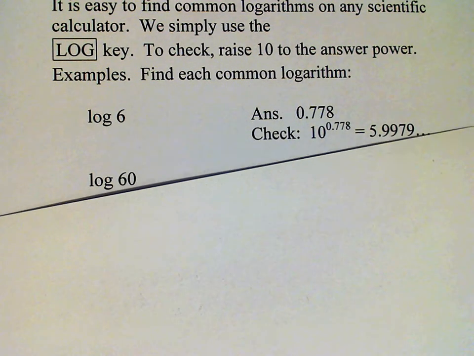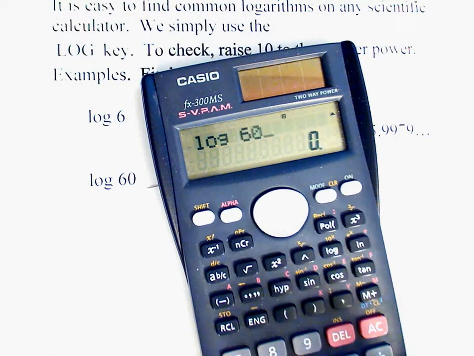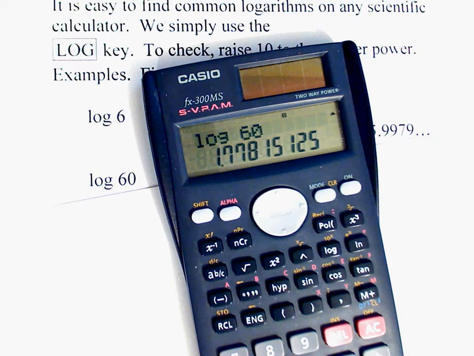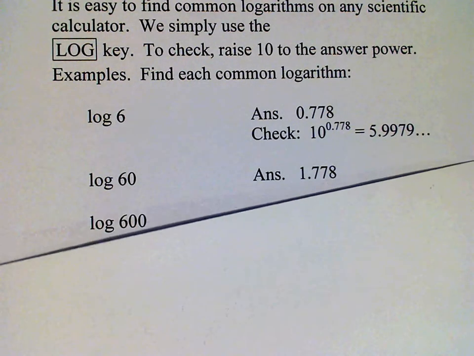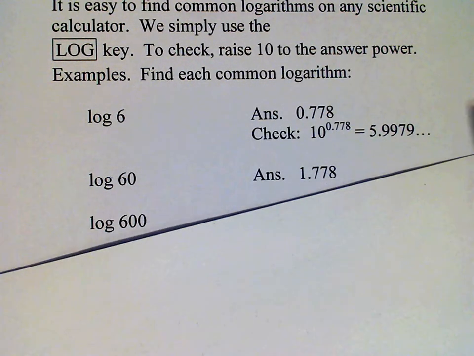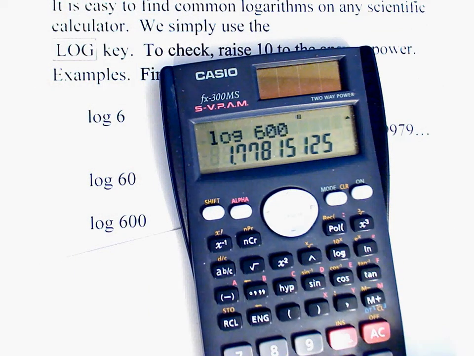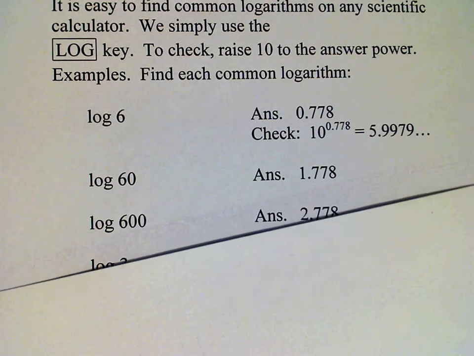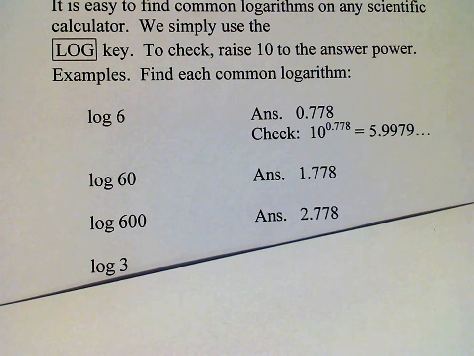Okay, log 60. 1.778. Log 600. 2.778. Are you noticing a pattern here? What do you think log 6,000 is going to be?